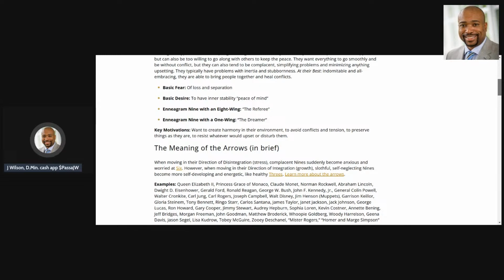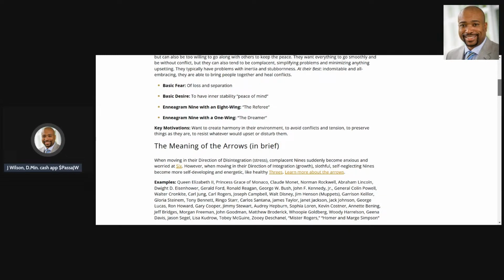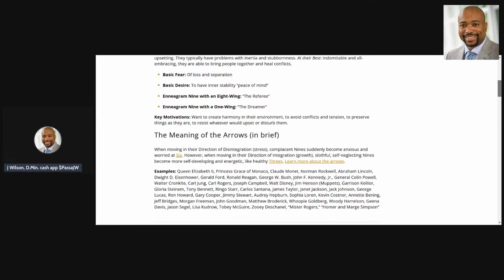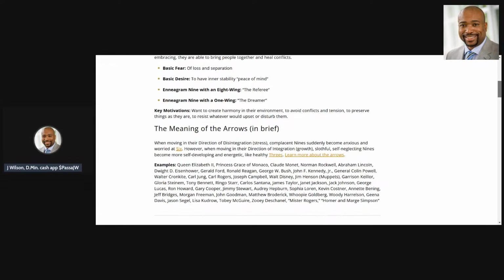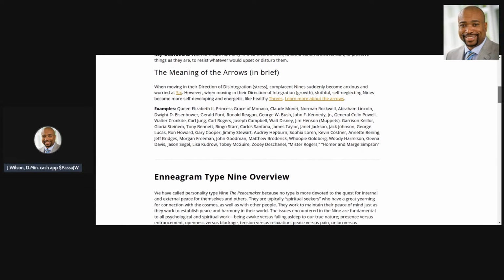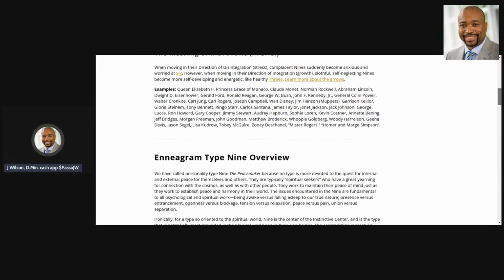So an Enneagram 9 with an 8 is the referee, and the Enneagram 9 with a 1 is a dreamer. Because don't forget, your wings are on the other side of you. Key motivation, want to create harmony in their environment, to avoid conflict and tension, to preserve things as they are, to resist whatever would upset or disturb them.